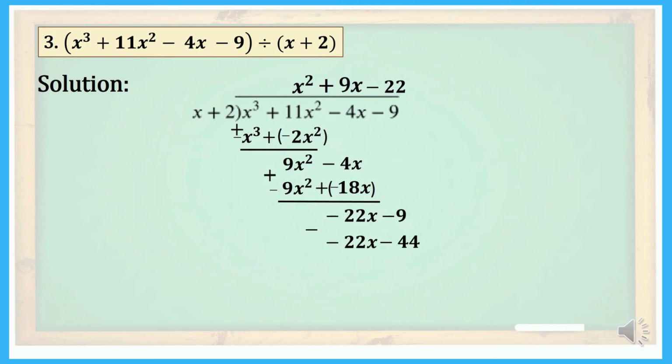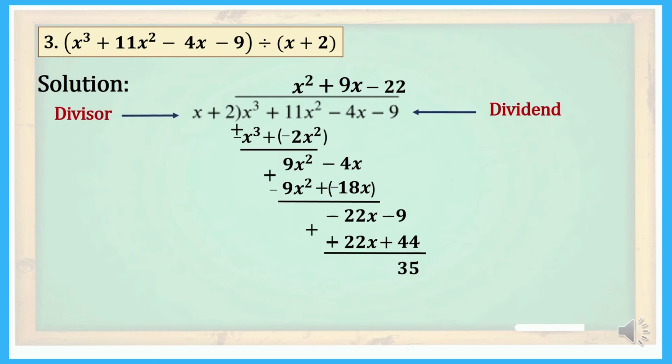Then subtract, then change the sign of the subtrahend. Negative 22x will become positive 22x, and negative 44 will become positive 44. Then proceed to addition. Then do the addition process. So negative 22x plus positive 22x is 0. Negative 9 plus positive 44 is positive 35. So the remainder is positive 35, and the quotient is x squared plus 9x minus 22.